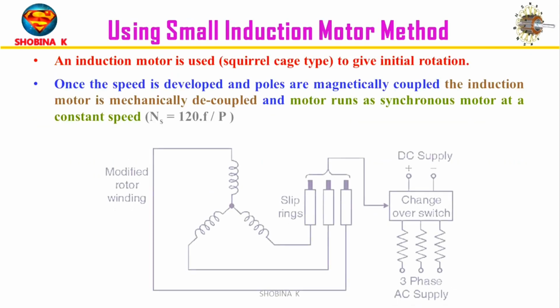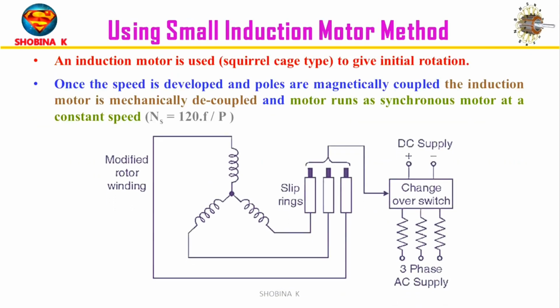And next, using a small induction motor. Here the arrangement is similar to that of the previous method. An induction motor is used to give the initial rotation. Once the speed is developed and the poles are magnetically coupled, the induction motor is mechanically decoupled and the motor runs as a synchronous motor at constant speed.